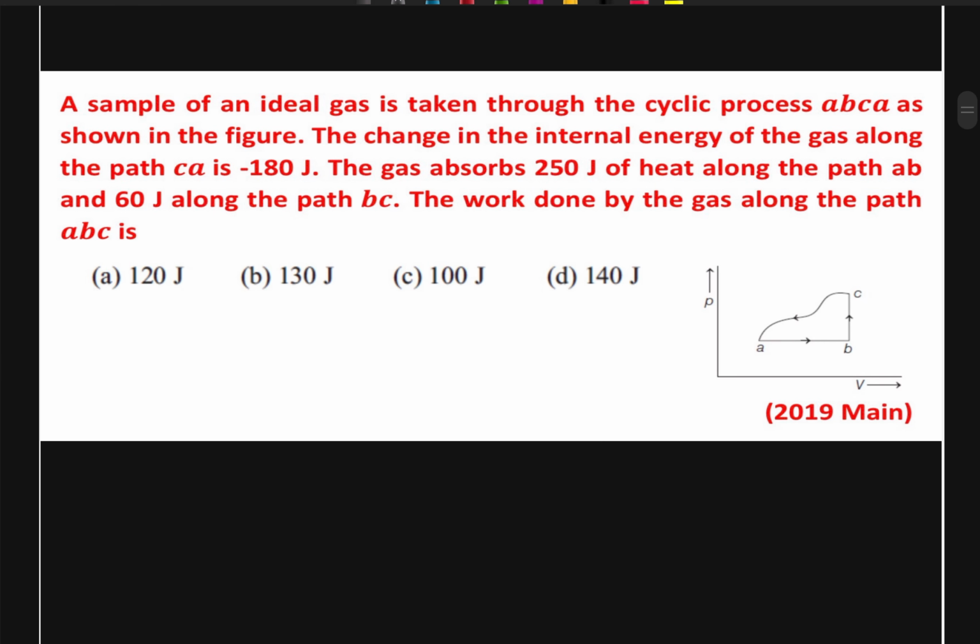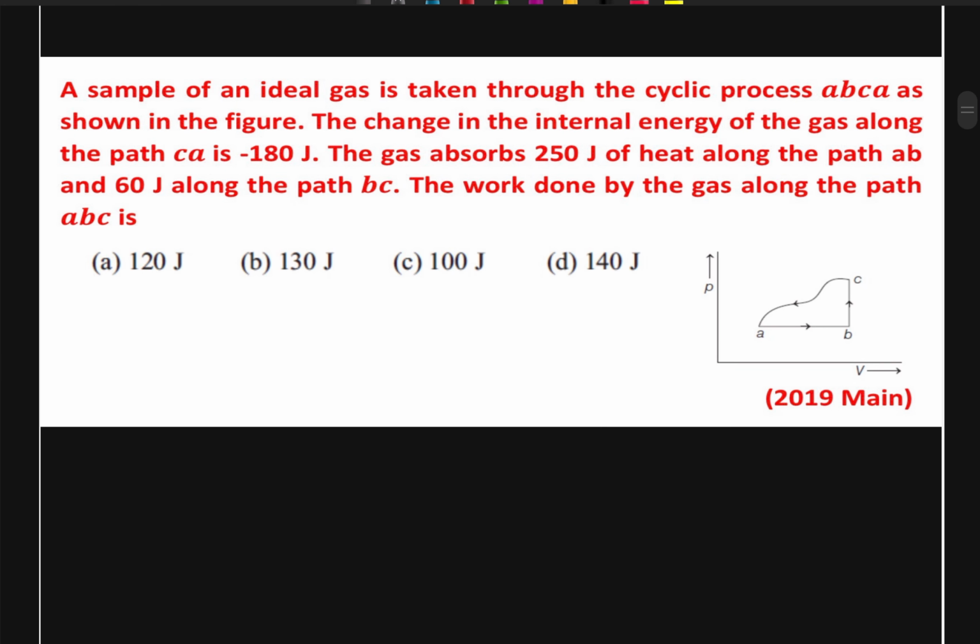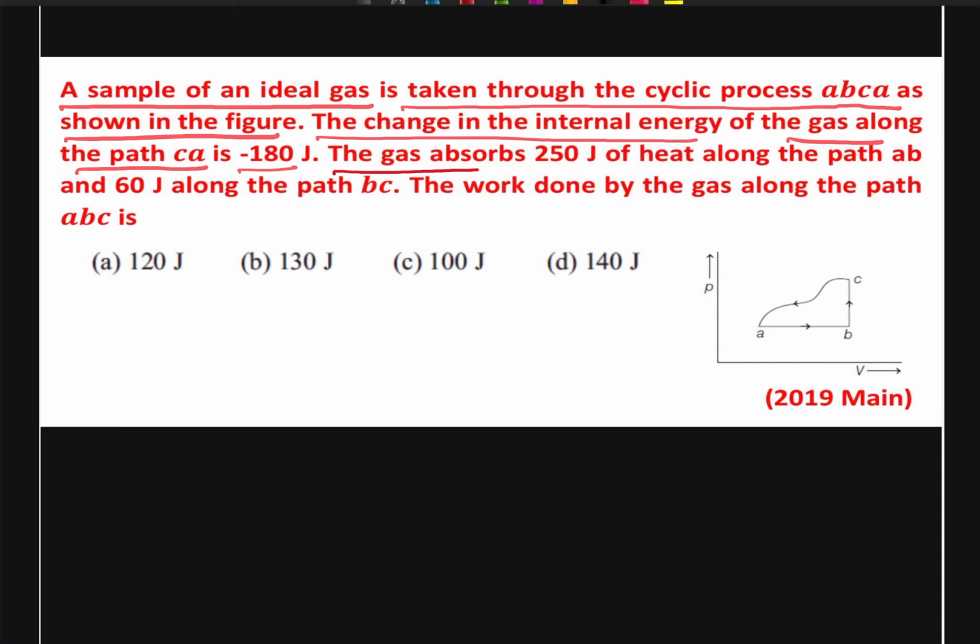It states that a sample of ideal gas is taken through a cyclic process ABCA as shown in the figure. The change in the internal energy of the gas along the path CA is minus 180 joule. The gas absorbs 250 joule of heat along the path AB and 60 joule along the path BC. The work done by the gas along the path ABC is?